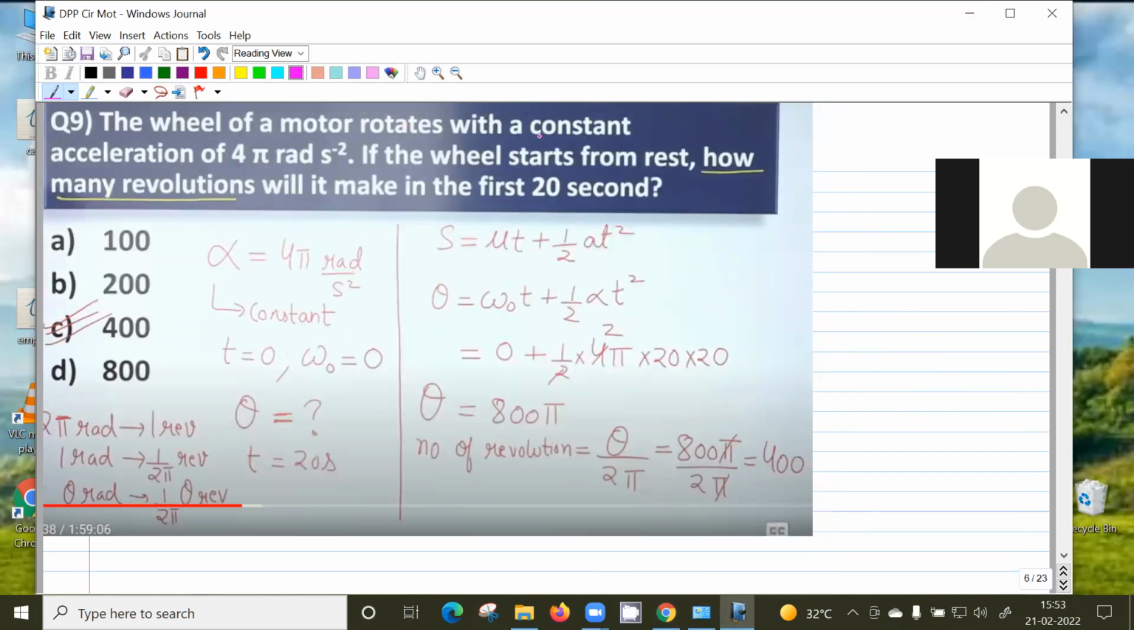The wheel of a motor rotates with constant acceleration. Okay, here it's constant. If the wheel starts from rest, again omega is 0. How many revolutions will it make in the first 20 seconds? Yeah, do this one.